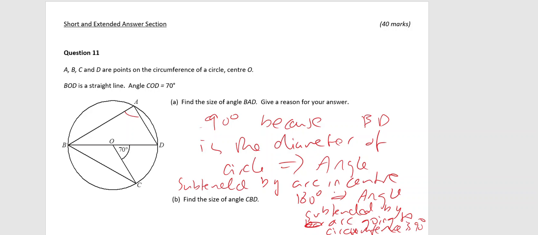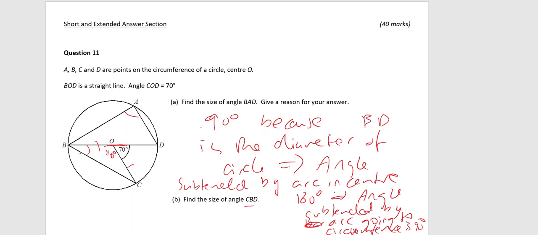Okay. So find the angle CBD. CBD is this angle here. Alright, let's think about this. This is a sausage triangle, and I know this is a straight line, so this must be 110 degrees.